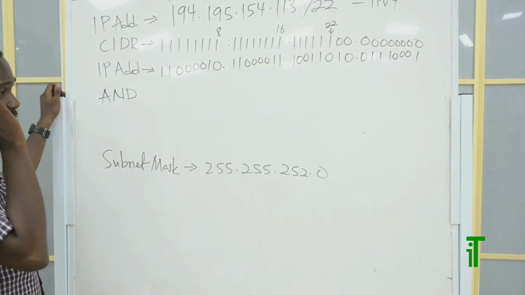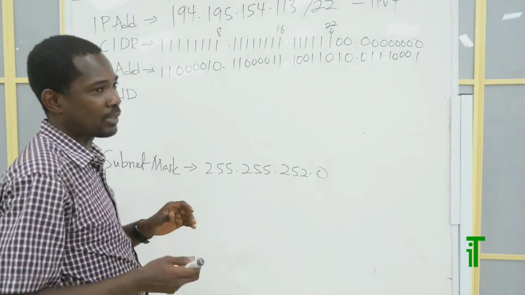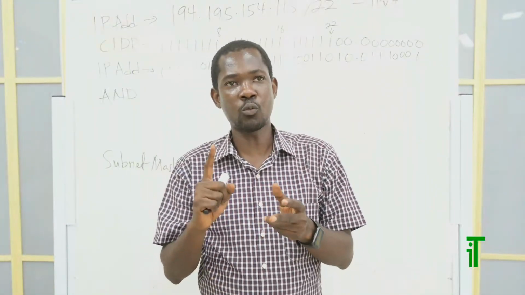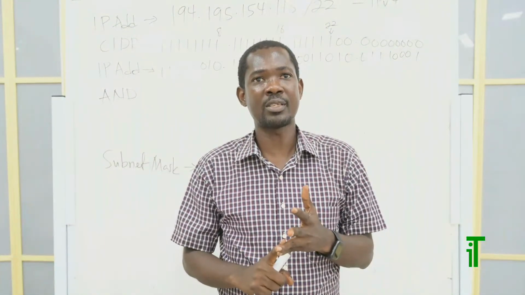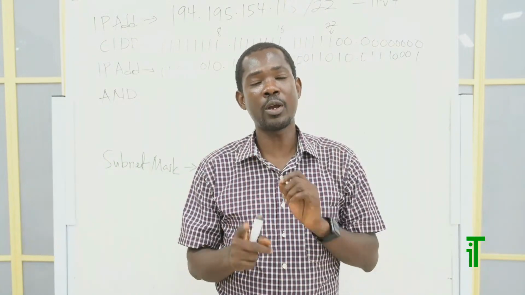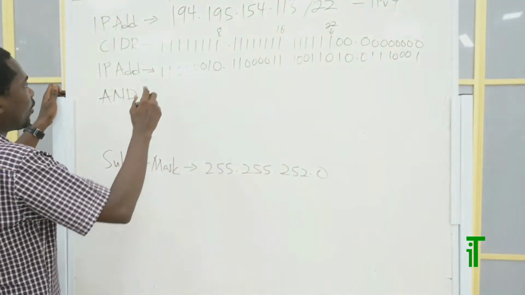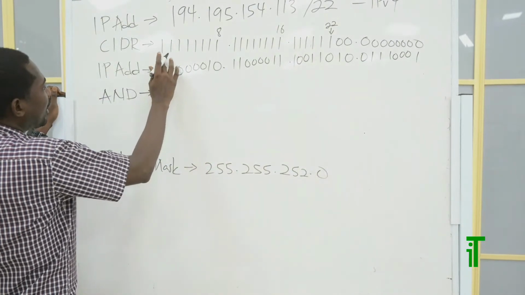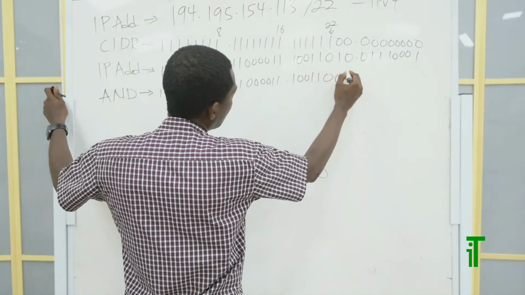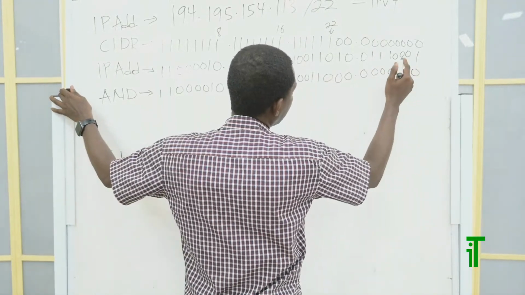All right, so we are going to use the AND operator to get the IP address of the network. And the AND operator has this principle: 1 and 1 gives us 1, 1 and 0 gives us 0, 0 and 1 gives us 0, 0 and 0 gives us 0. So the only way we get 1 is when we have 1 and 1.